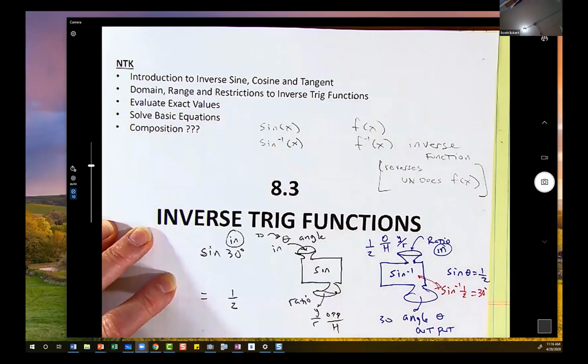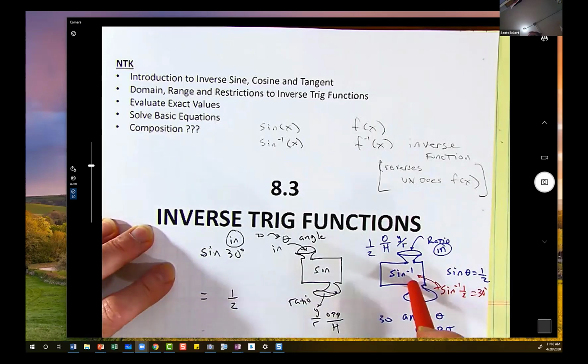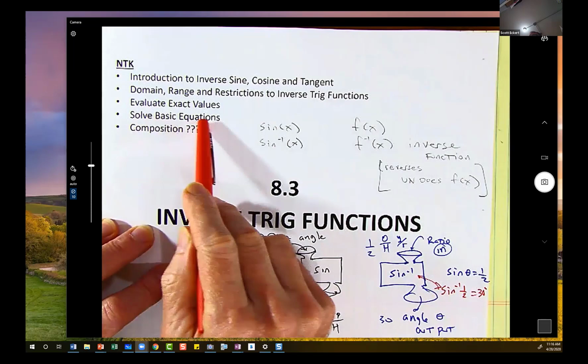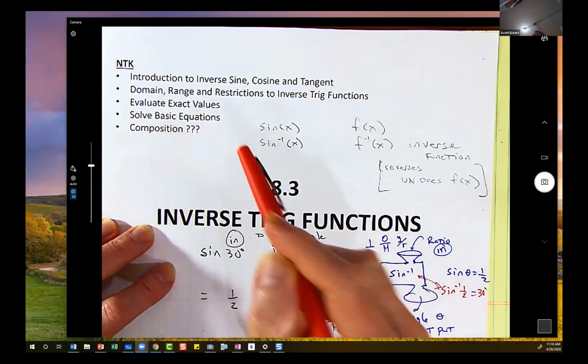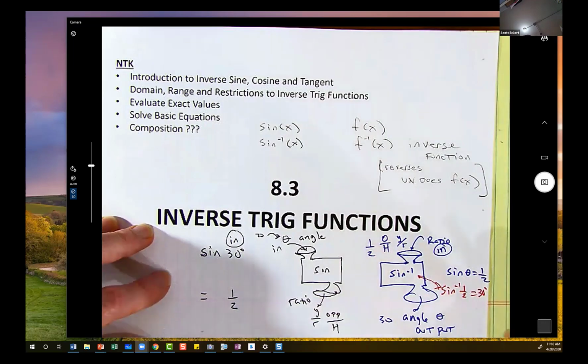So Rahid was asking me the other day, how do we solve a cosecant equation? Well, we're going to need these inverses. And once we understand these inverses, we can start solving equations. So we're just going to do baby equations here in 8.3. And then in chapter 9, we'll do advanced equations.